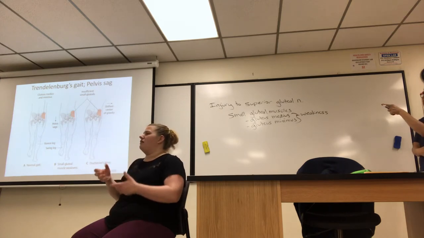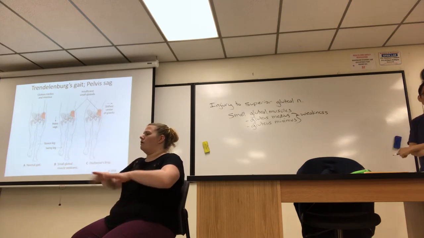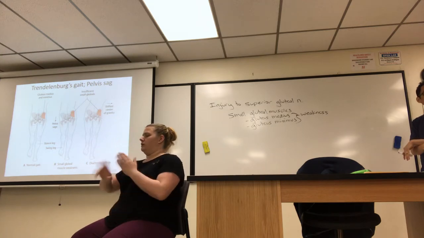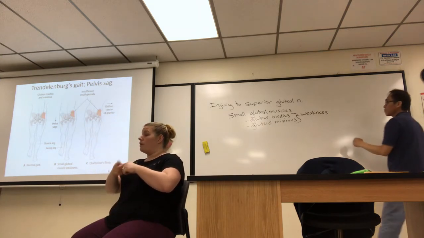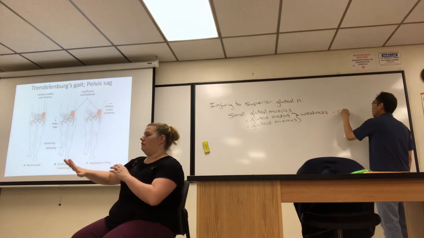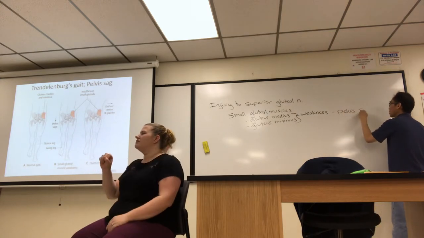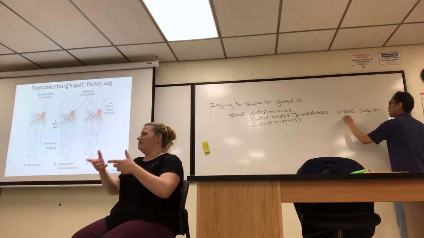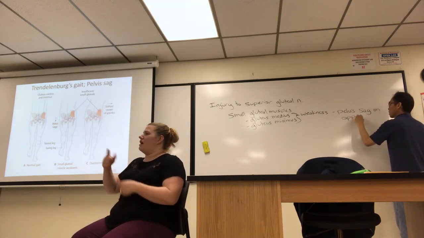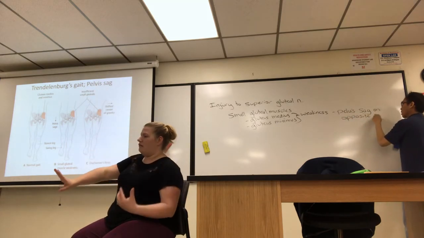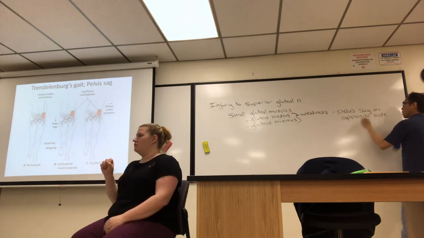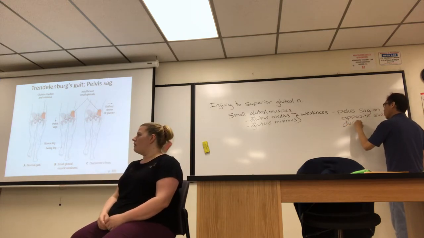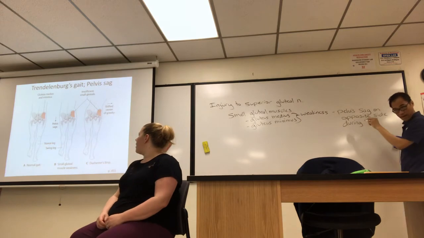So when they walk, gait means walking, the pelvis sags during the swing phase. Pelvis sag on the opposite side, during what's called the swing phase of your gait.